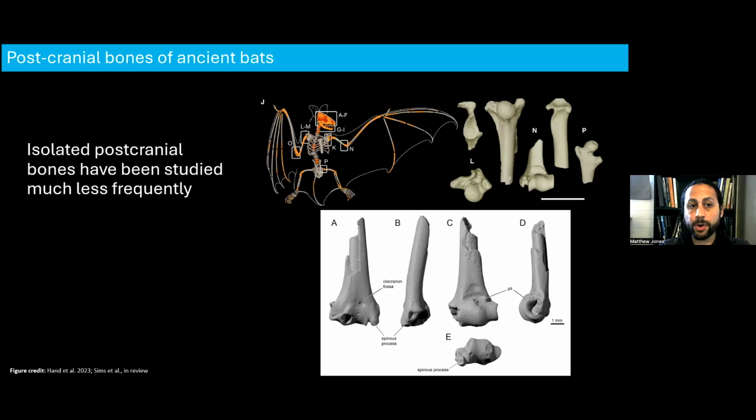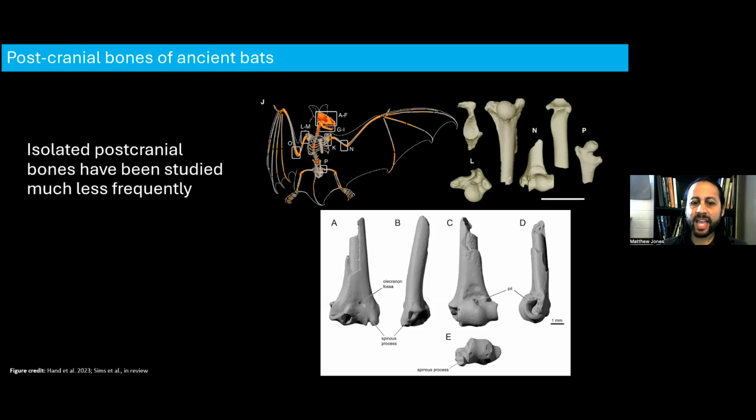Isolated postcranial bones have been studied much less frequently. On J, you can see the schematic next to image J, this image of an early fossil bat that was described from a number of fragmentary postcranial bones. This one's nice because we can use that and compare it to those fragmentary bones in other bats. So for instance, down at the bottom right, there's a distal humerus, so that's the upper arm bone, that tends to be one of the most informative bones of the postcranial skeleton.